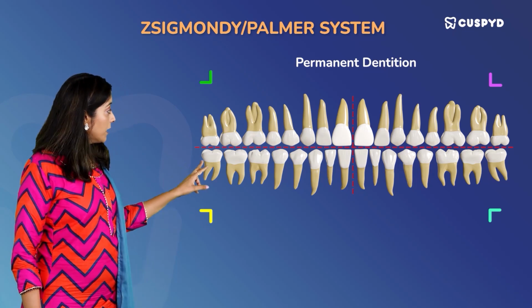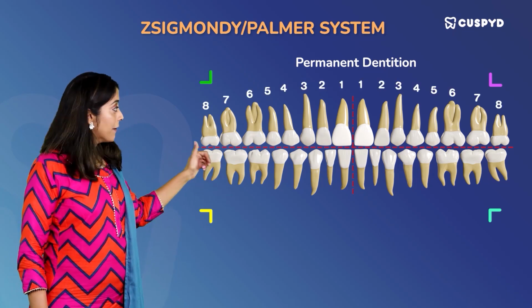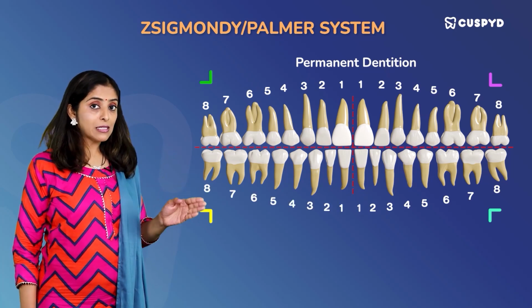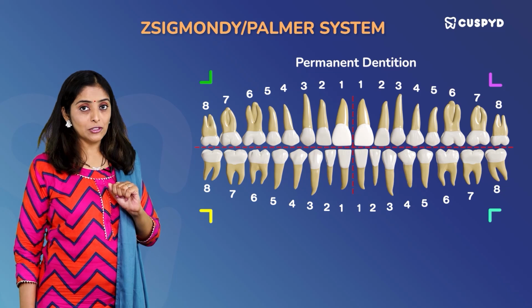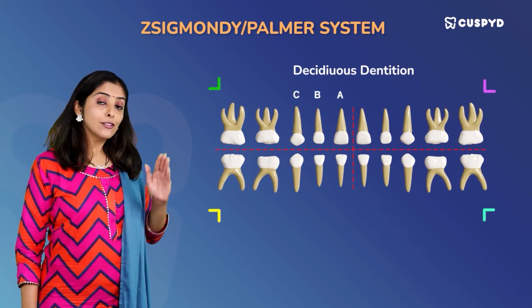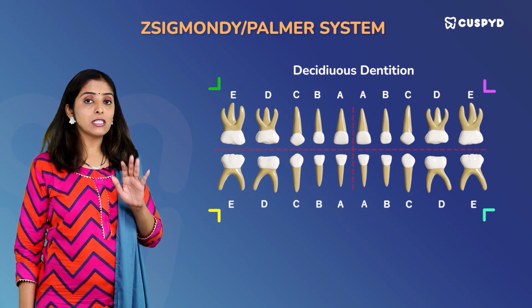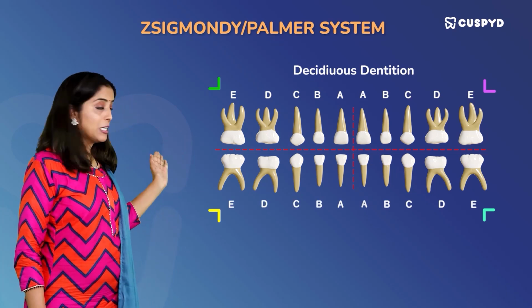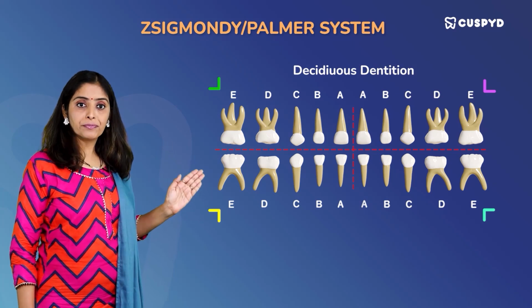The numbering always begins from the midline and then proceeds away from the midline. It is the same for the maxillary as well as the mandibular dentition. For the deciduous dentition, we use alphabets A to E. Remember, the deciduous dentition has 5 teeth in each quadrant. So that is why A to E in each quadrant.